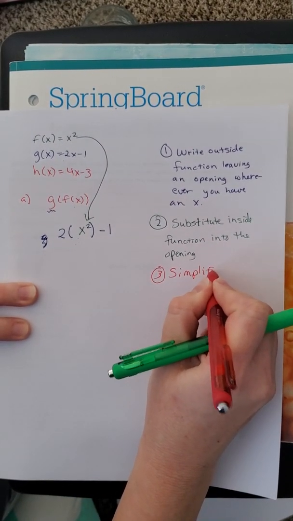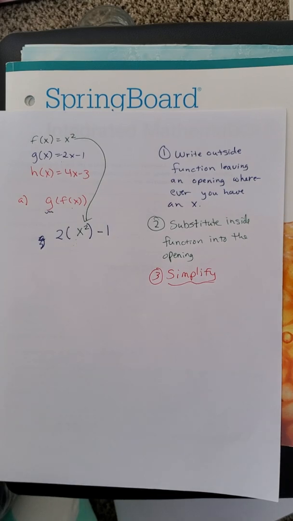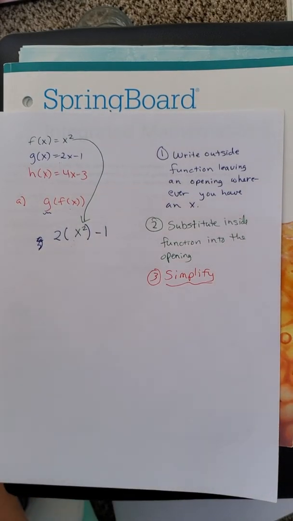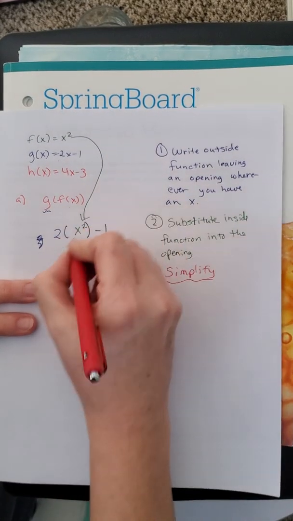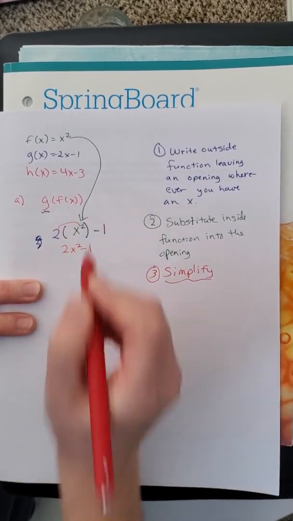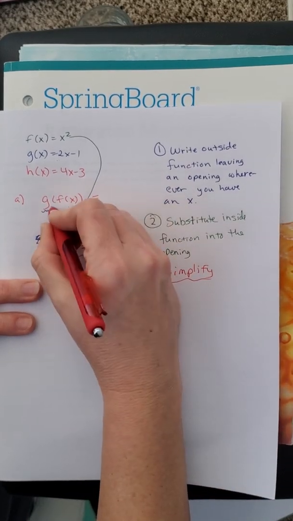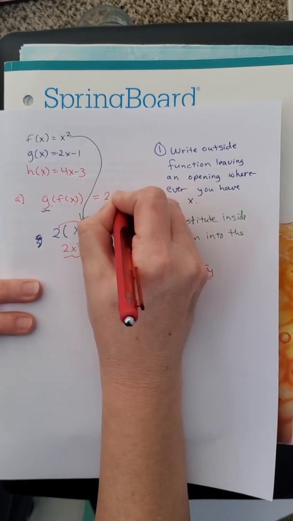Simplify means if you can multiply, distribute, combine like terms, whatever it is that you need to do, you're going to simplify that function. And so that would be 2x squared minus 1. 2 times x squared. These are not like terms, they cannot combine. Therefore, g of f of x is 2x squared minus 1.